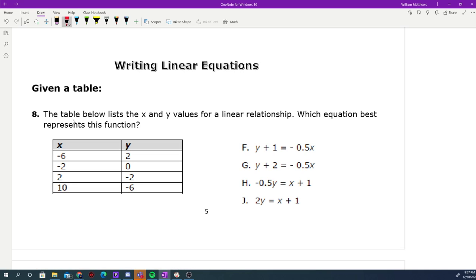Now when we're writing an equation, when given a table, we can use the point slope form in this case. Right now we don't have the y-intercept. We do not have an x value of 0, so I can't use that form directly. But I can use the point slope form as it is very simple to find the slope.